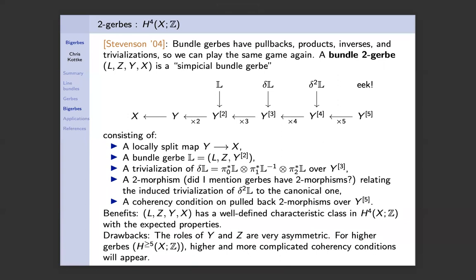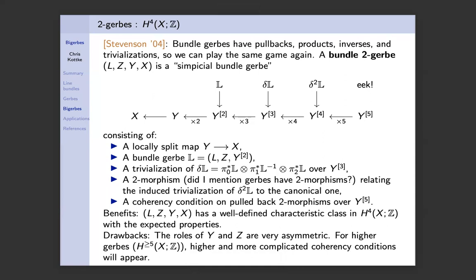One complaint that you can level at this construction is that the roles of Y and Z are very asymmetric in this picture, right? So Y sits over X, but Z is very far removed from X. Z is the fiber space of the bundle gerbe sitting over Y squared. So it's very far away from X. You can't interchange Y and Z.